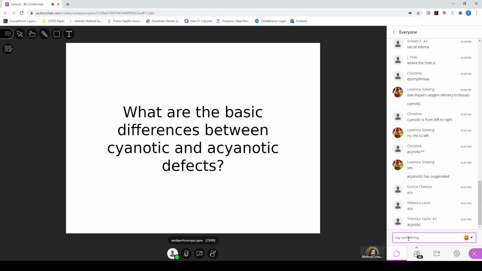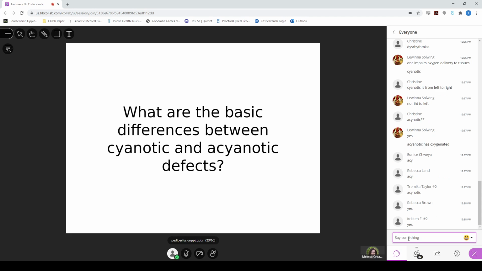Yes. So they both have abnormal circulation. But acyanotic has oxygenated blood, and cyanotic has unoxygenated blood. So the acyanotic has abnormal circulation, so it does have oxygenated blood, but the blood's not going where it needs to go, even though it's oxygenated. Okay, thank you. Does that make sense to everybody? You're welcome.